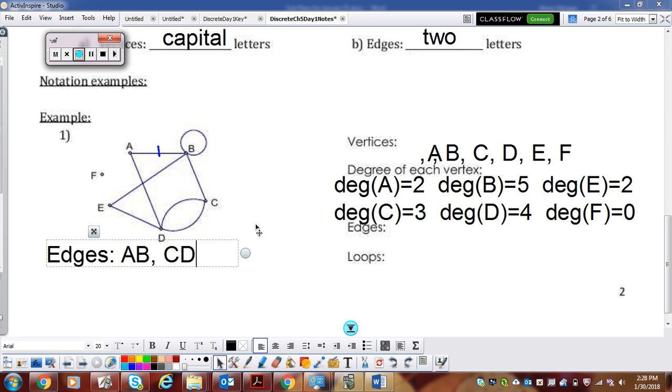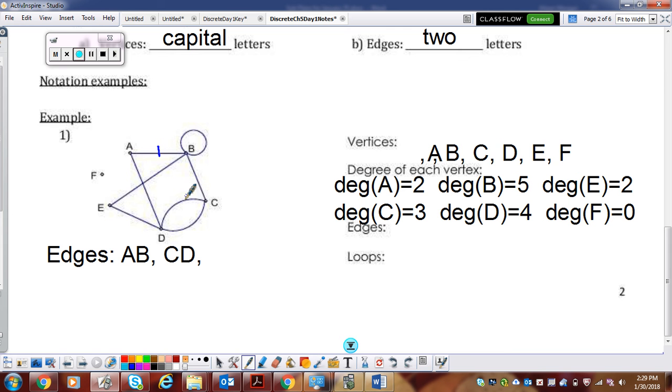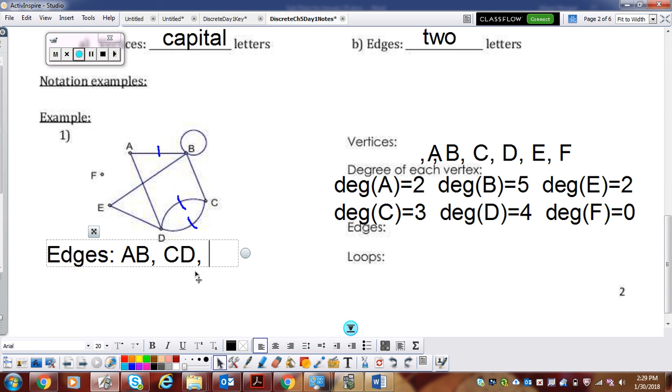Okay. Now my next edge that I'm going to write is, let's see, let's take a look at the graph. So CD, if you notice, here's one CD, and I have another one right there too. So CD is actually going to be written down twice. That right there represents a multiple edge. Now we have more edges. How about BC, DE, BE, AD.